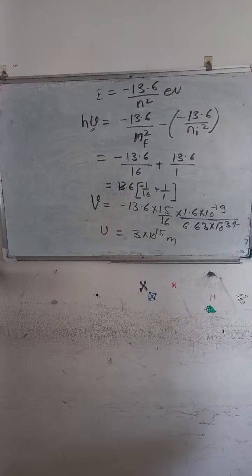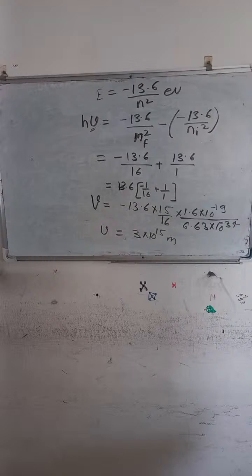I hope everyone took the screenshot. Write down next. Name the spectral series for hydrogen atom which lies in the visible region. Find the ratio of maximum to the minimum wavelength of this series.